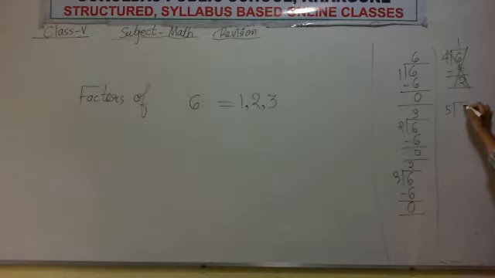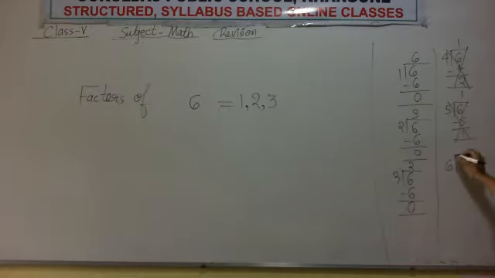Now let us divide 6 by 5. So 5 ones are 5. 6 minus 5 is 1. Here something is left in the remainder. It means 5 is not a factor of number 6.